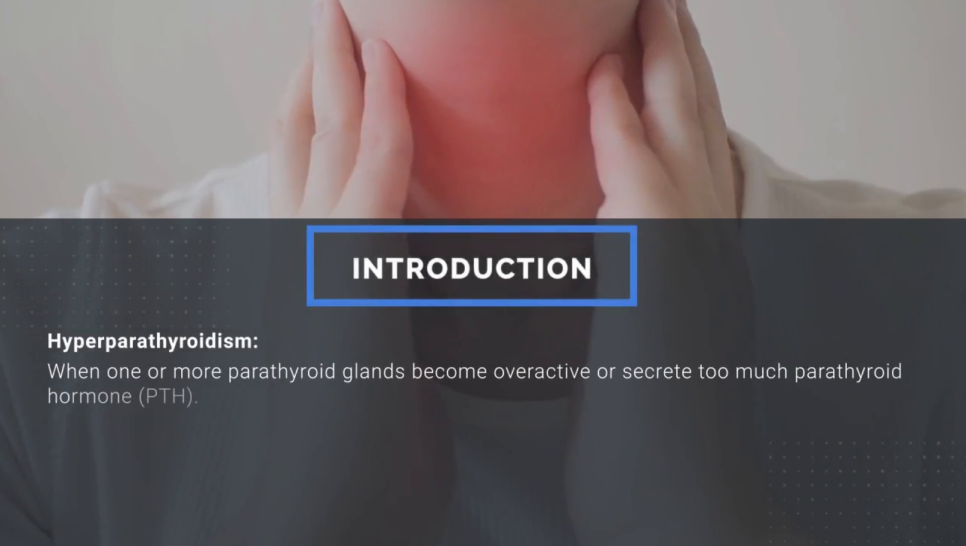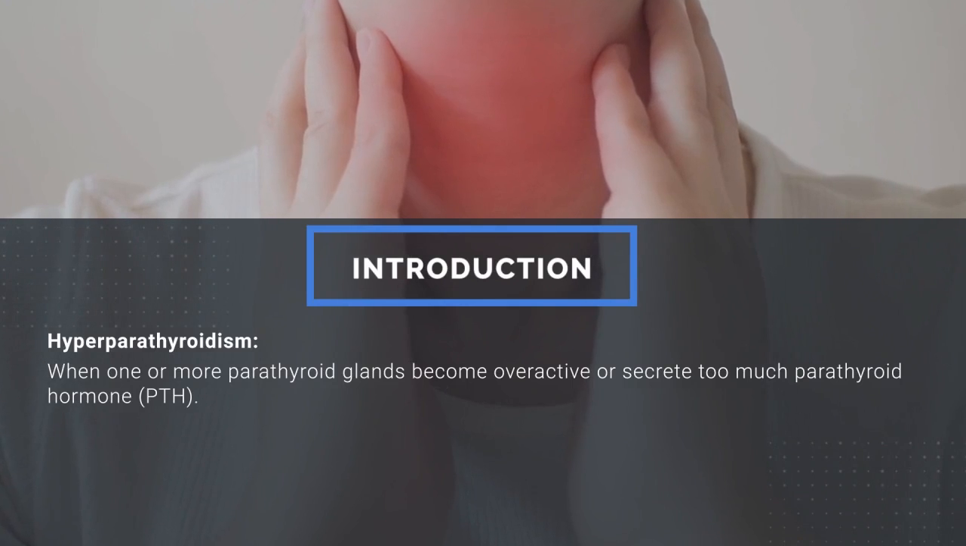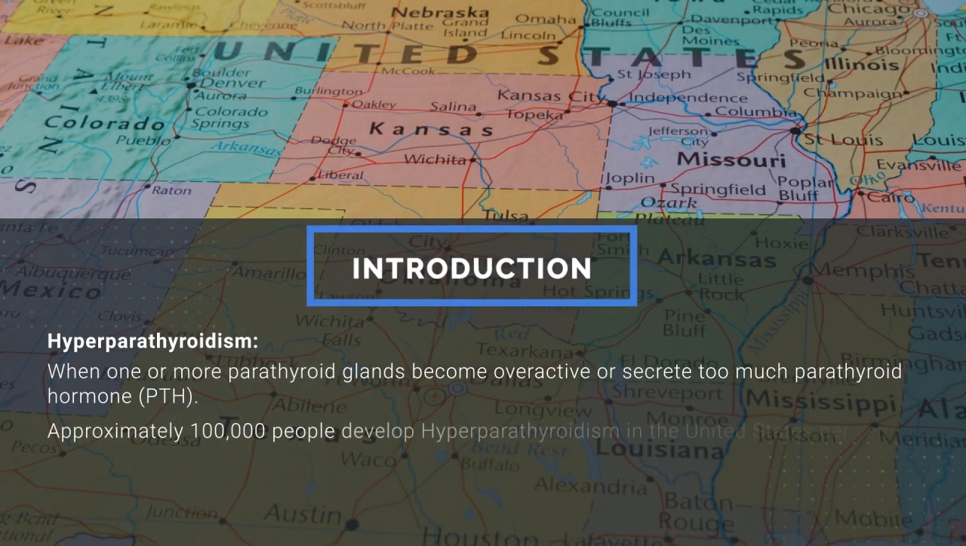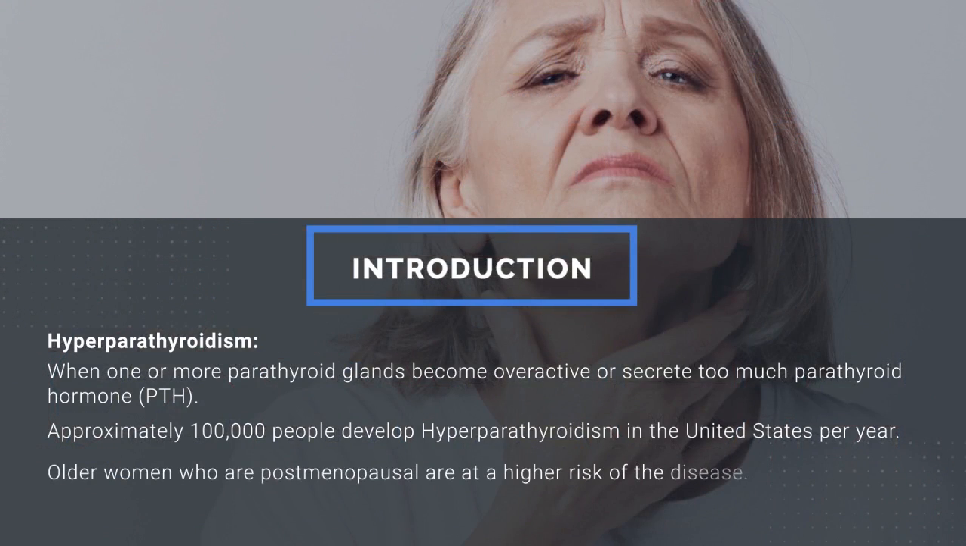When one or more parathyroid glands become overactive or secrete too much parathyroid hormone, PTH, the condition is called hyperparathyroidism. Every year, approximately 100,000 people develop hyperparathyroidism in the United States. Older women who are postmenopausal are at a higher risk of the disease.